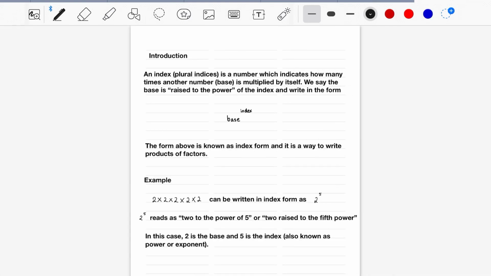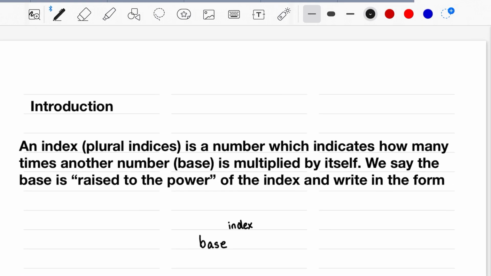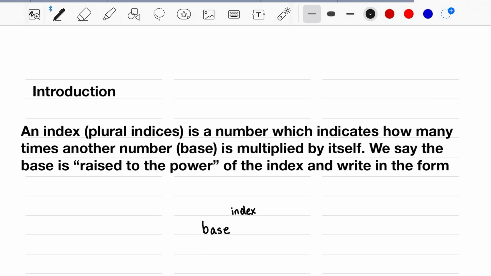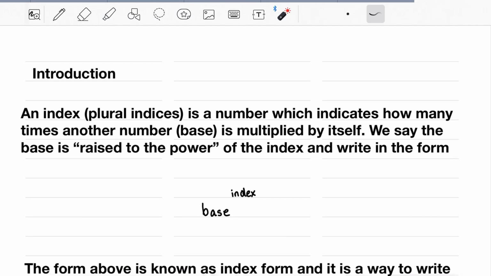First off, what is an index? Well, here's the definition. An index, or plural indices, is a number which indicates how many times another number, which is called the base, is multiplied by itself. We say the base is raised to the power of the index, and we write it in this form. Base here, and the index is like a superscript. This form is known as index form, and it is a way to write products of factors. So a base raised to an index is called index form. The index can also be called an exponent or a power.